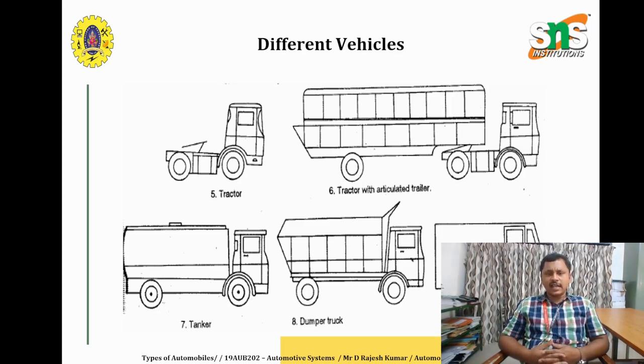Next, the eighth one is the dumper truck. The dumper truck is a truck where you can lift the rear end so that it is mounted on a hydraulic unit. And once you lift the body, the goods will be unloaded. For example, the lorries which carry sand, scraps, many things, these kind of lorries are used.